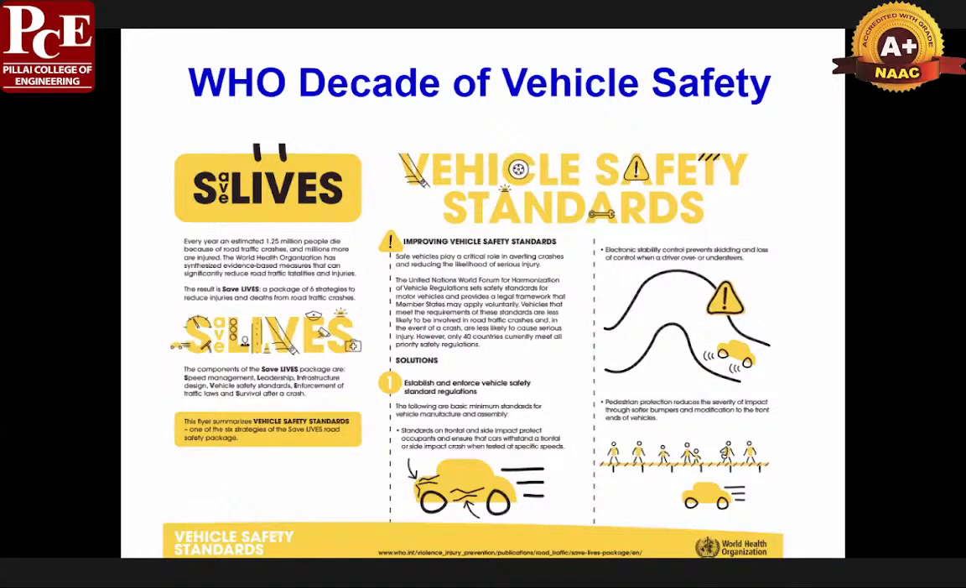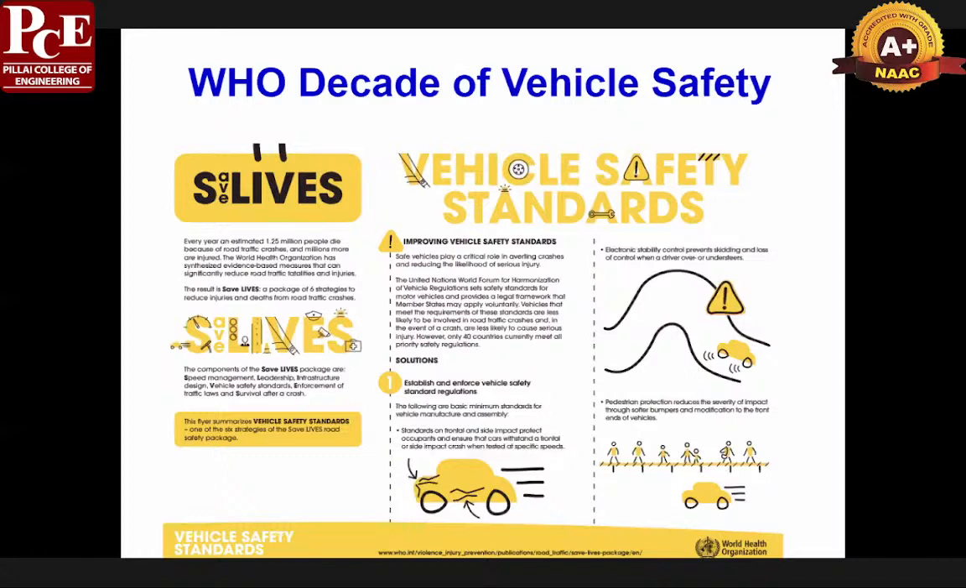They had this aim of reducing the accidental deaths by 50% by the year 2020. Of course, the campaign will go on till 2030. So as a part of this campaign, a lot of improvements have been brought into the vehicles also.